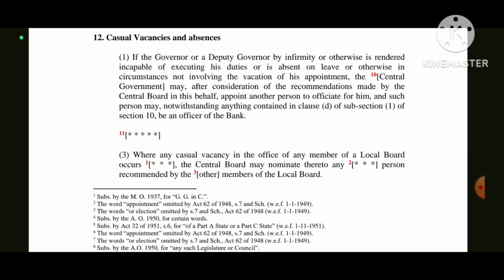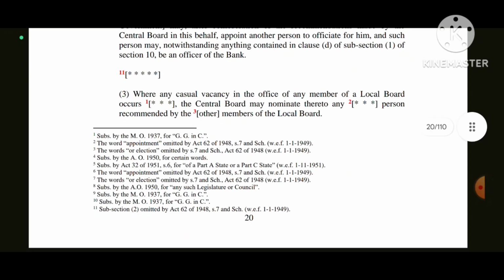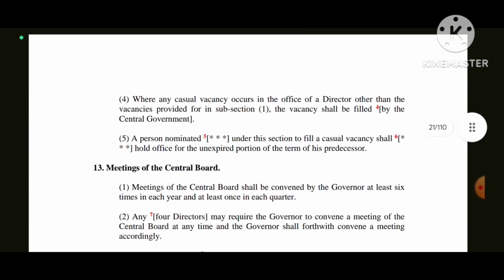Where any casual vacancy in the office of any member of local board occurs, the central board may nominate thereto any person recommended by the other members of the local board. So if any vacancy is created, then the other central board members can recommend for the filling of that vacancy. Where any casual vacancy occurs in the office of a director other than the vacancies provided for in subsection 1, the vacancy shall be filled by the central board.